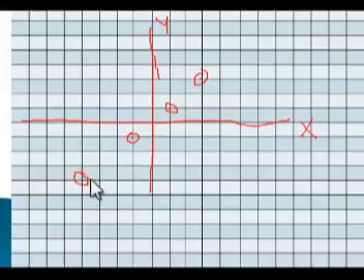So the graph will be in this way. It contains all the points where x and y are equal. Here y is equal to x. This is the identity function. Now let's see another function. This is called modulus function.